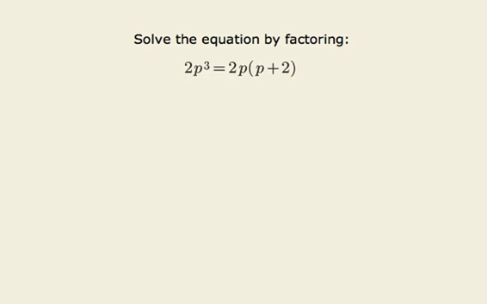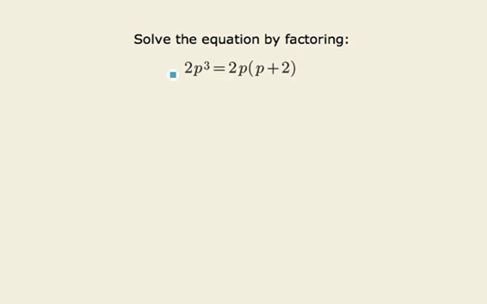Solve the equation 2p cubed equals 2p times p plus 2 by factoring. Now you look at this and you say, wait, solve it by factoring. It's already factored. What do we have to do? Well, the reason this factoring word is perhaps more work than it looks like is that even though this is in factored form, this form does not help us.